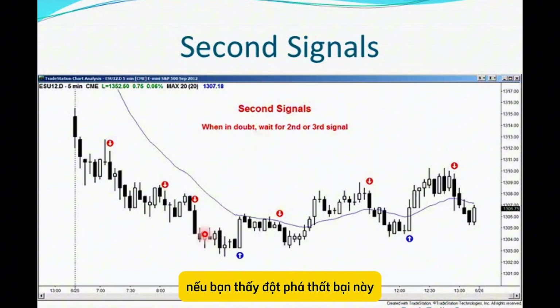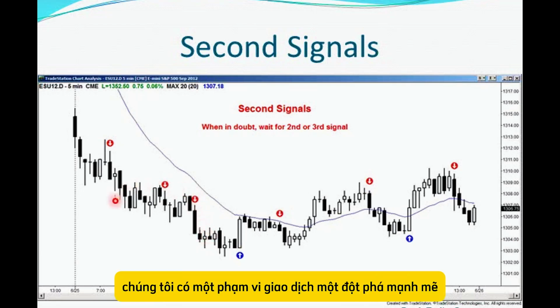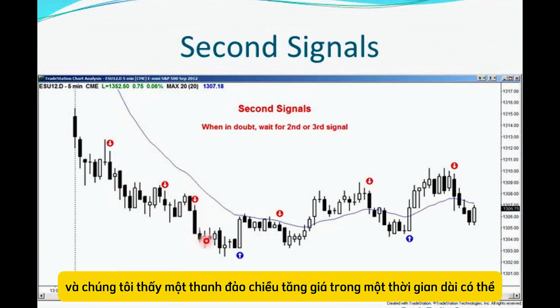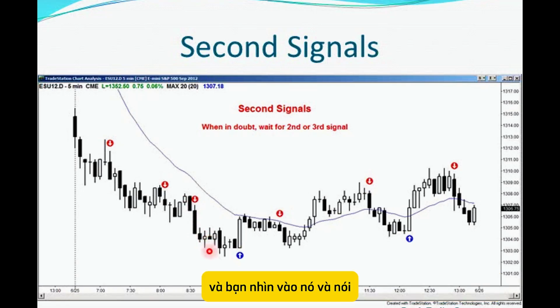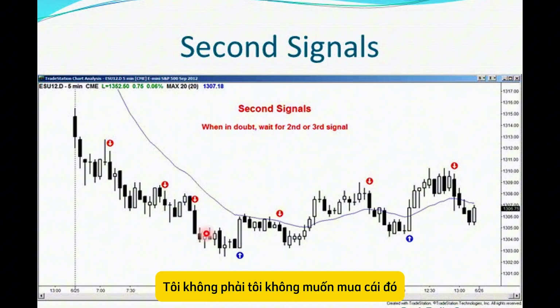For example, if you see this failed breakout, we have a trading range, a strong breakout, and we see a bull reversal bar for a possible long, and you look at it and you say, well, it's only a 1-tick body and it's after 3 pretty good bear bars, and these 2 are especially strong, closing on their low tick. I don't want to buy that. I'll wait for a second signal. Here the market broke to the downside, and again we got a similar bull bar. At that point you can consider buying.